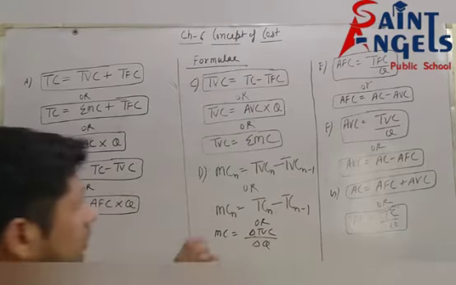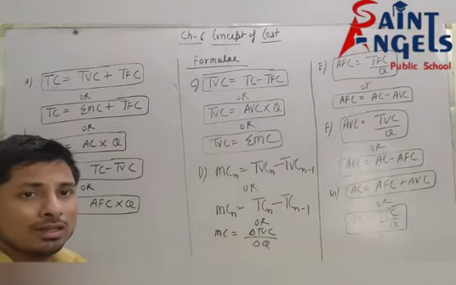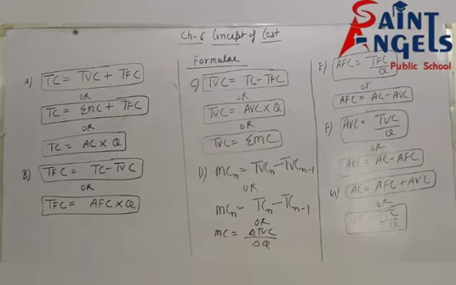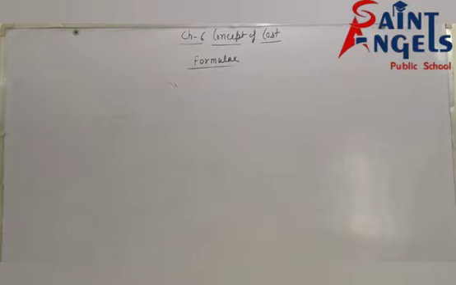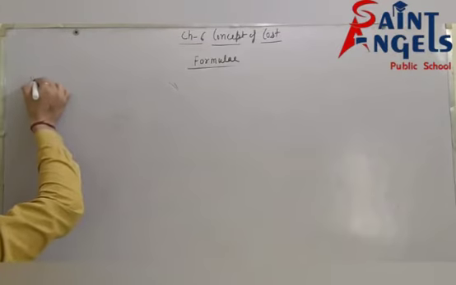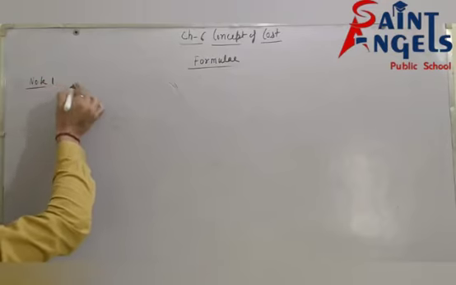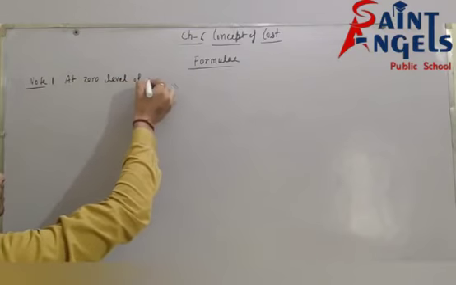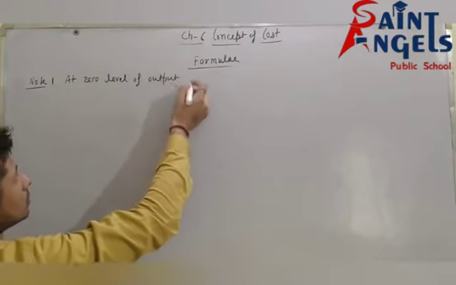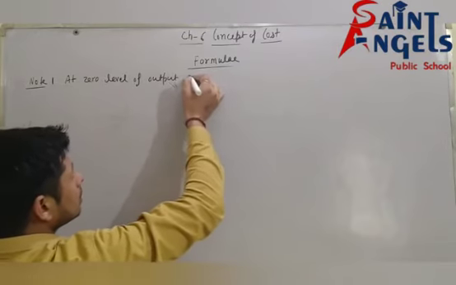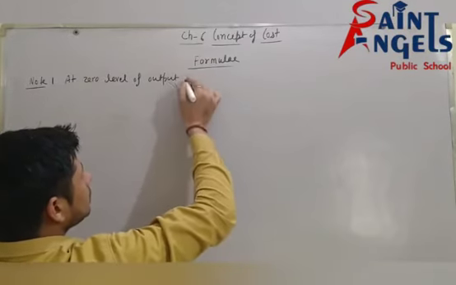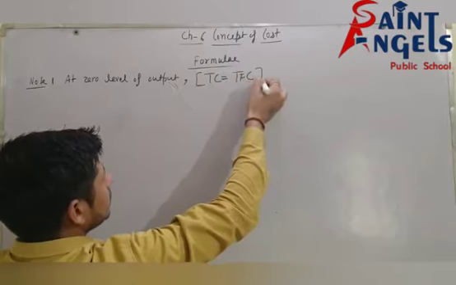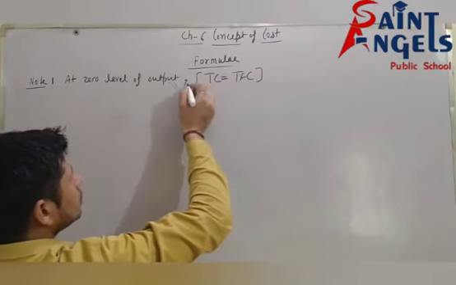So please note down these formulas. Then after we will discuss some numerical questions of this chapter. So please pause the video and note down this. Write this note. Note 1. At zero level of output, always remember, or you can say, TC is equal to TFC.